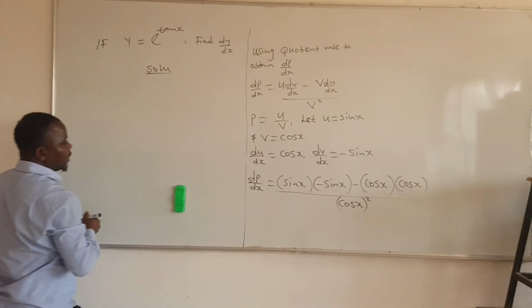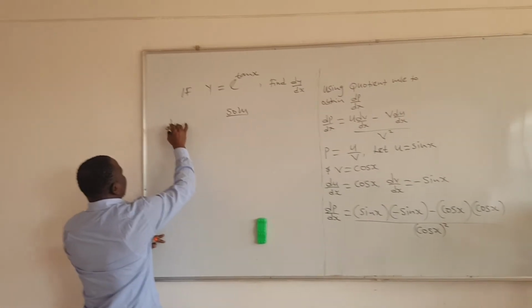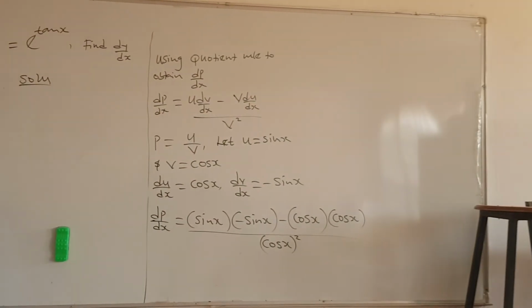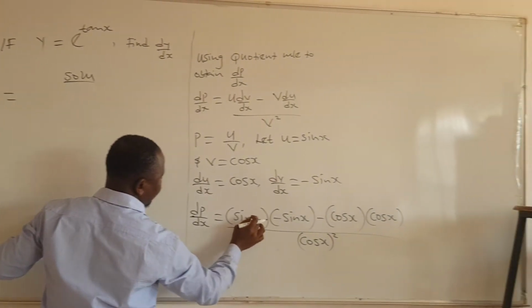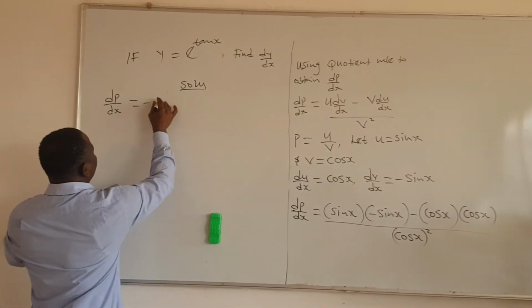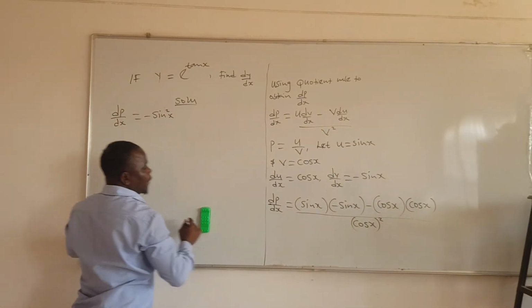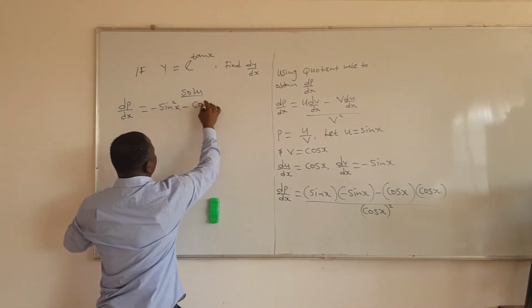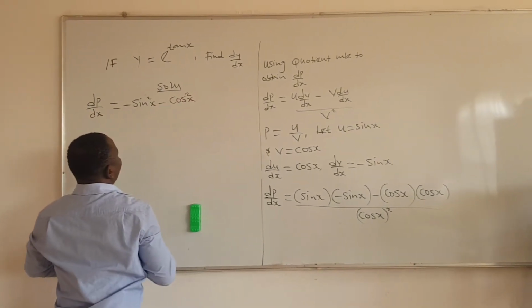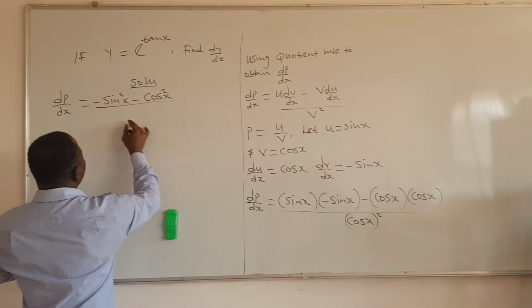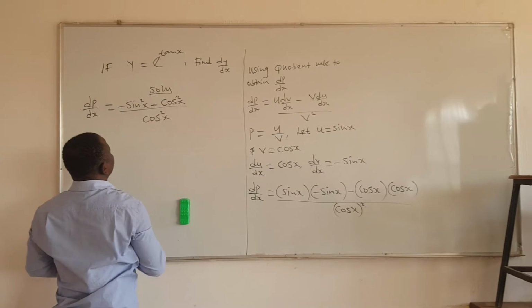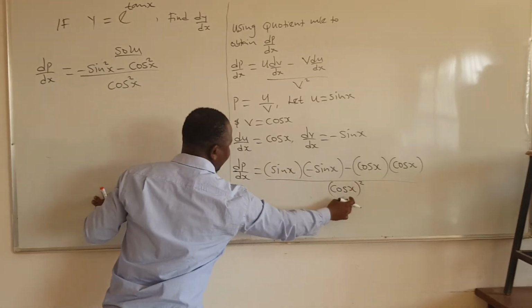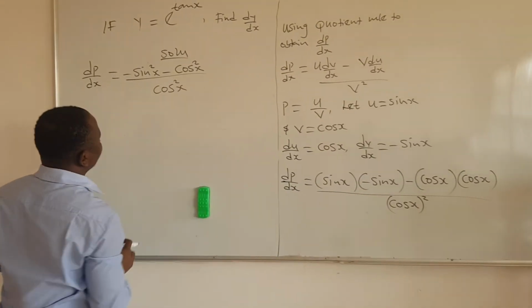So if you can see what I am saying, you know very well that our dP over dx is going to give us, let us multiply out the two brackets, sin x times minus sin x will give us minus sin squared x. Then multiply out these brackets, cos x times cos x will give us minus cos squared x, all over cos squared x, because cos x all in brackets raised to the power 2 will give us cos squared x.